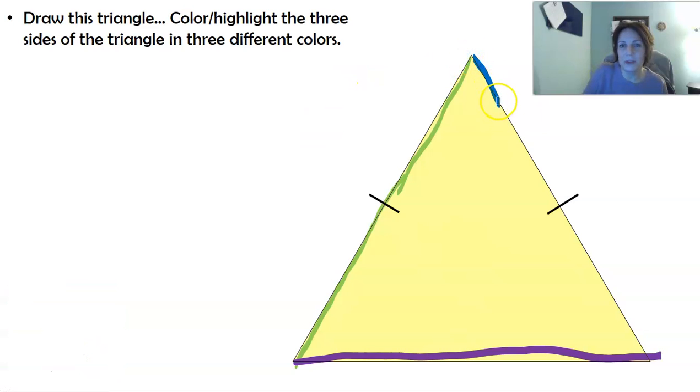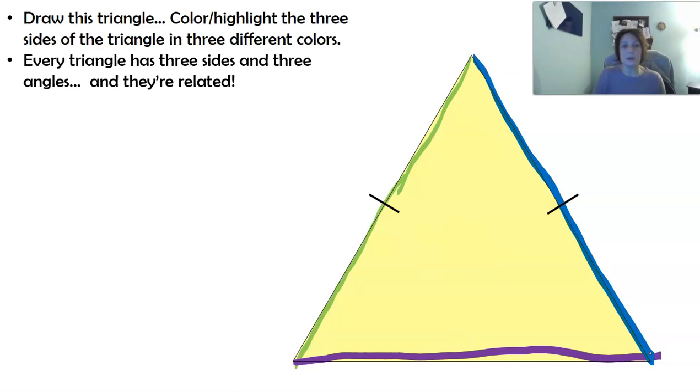Okay. Now, I had to make the 3 sides 3 different colors because we want to look at the parts of this triangle. So every triangle we know has 3 sides and 3 angles. It is, after all, a triangle. Triangle. 3 angles. Okay, and we know since Sesame Street the triangles have 3 sides. What we didn't learn on Sesame Street is that the sides and the angles are related to one another.